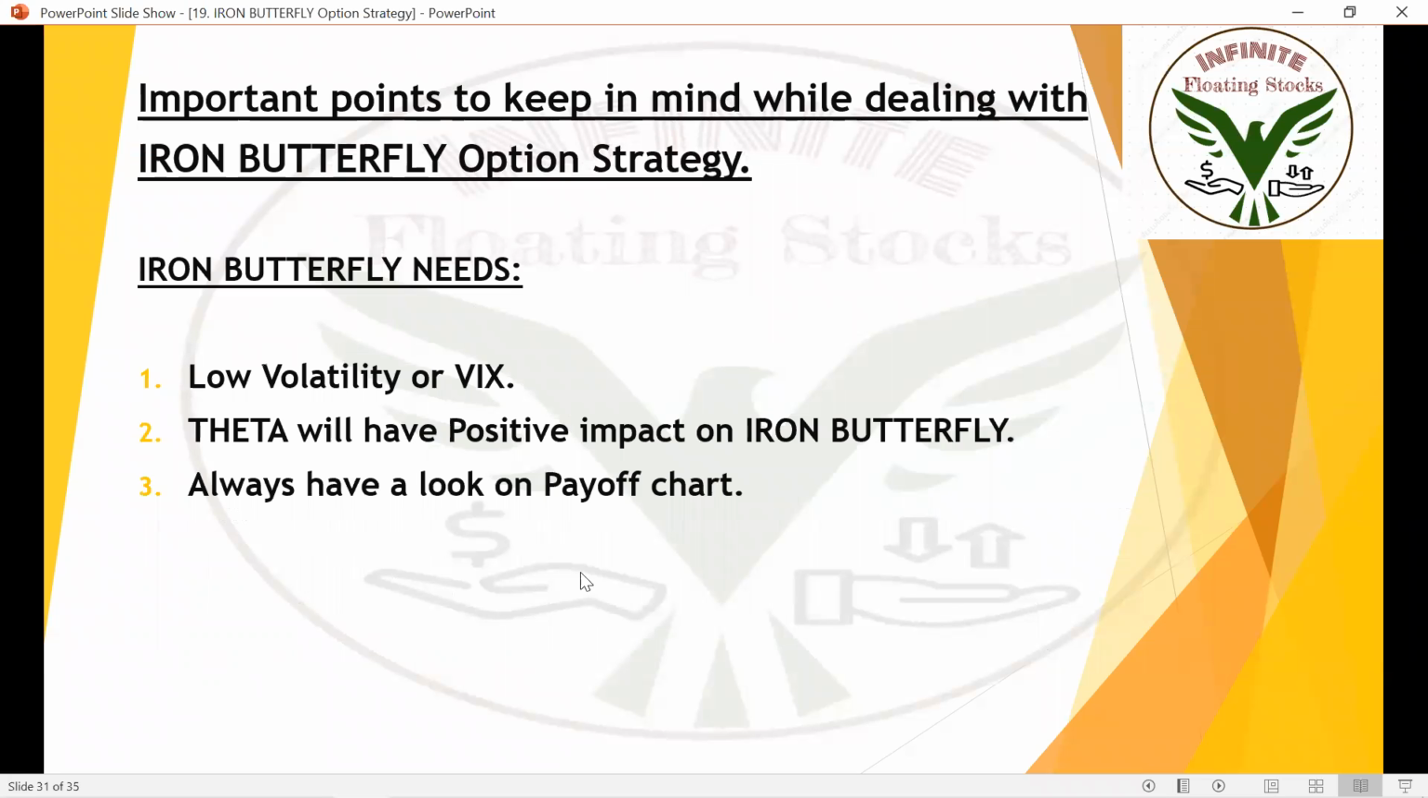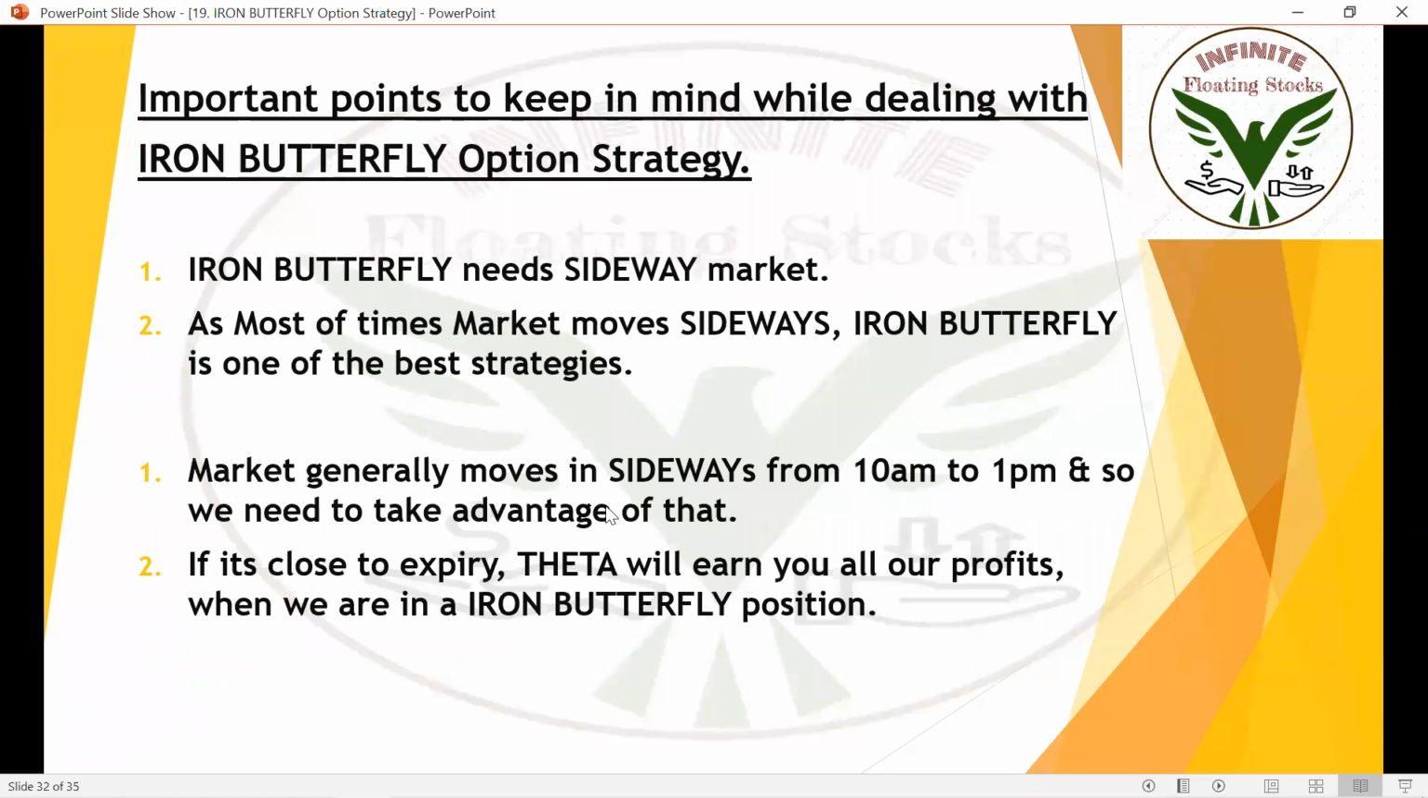The iron butterfly needs a less volatile market. You already know this. Theta will have a positive impact, and always have a look at the payoff chart. It needs a sideways market, and as most of the time the market moves sideways, the iron butterfly is one of the best strategies. You can backtest it.